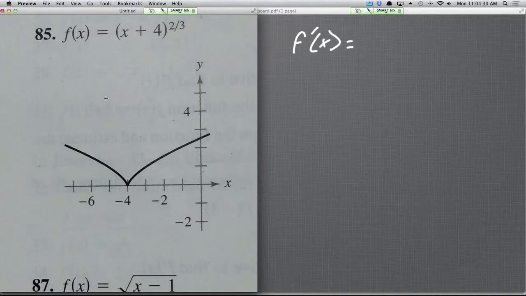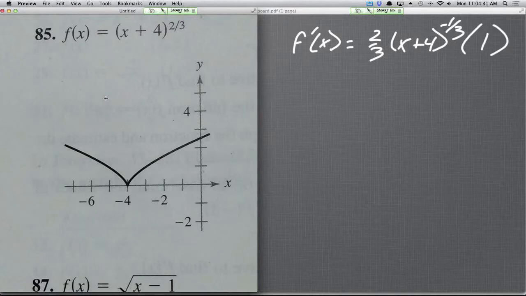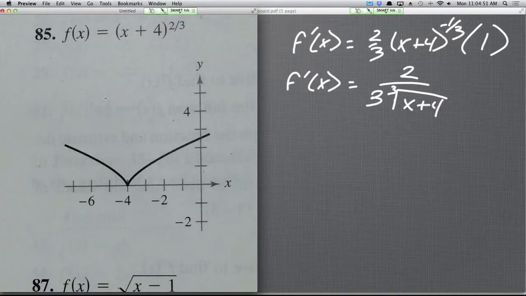To find the derivative, that's going to require what? The chain rule. So that is 2/3 times x plus 4 to the -1/3. The derivative of the inside would just be 1. So that means my derivative is equal to 2 over 3 times the cube root of x plus 4. Would it be negative? No. So there's my derivative. I can't have 0 at the bottom.